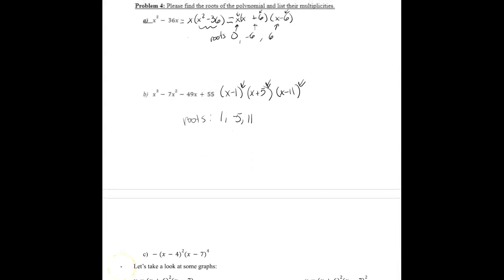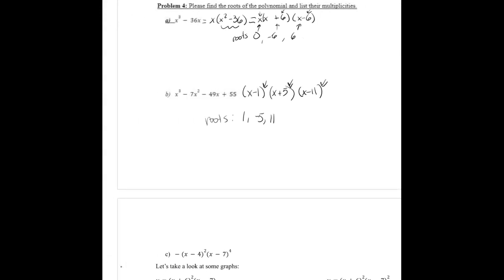Alright, looking at C, I see that it's already factored for me. So my roots or my solutions should be 1 and 7. Alright, and then my multiplicity, well, when x is equal to 4, it has a multiplicity of 2. And then when x is equal to 7, it has a multiplicity of 4. So respectively.